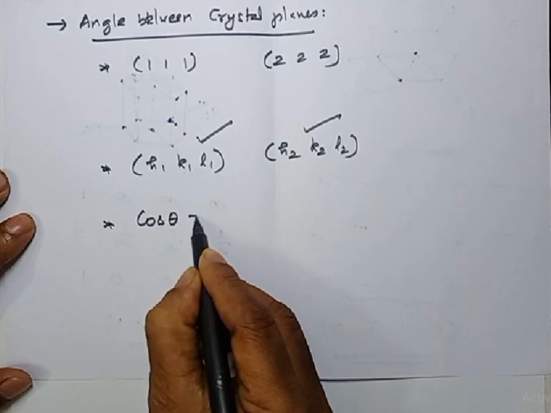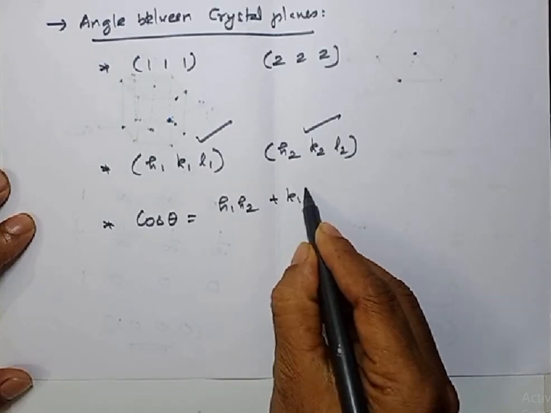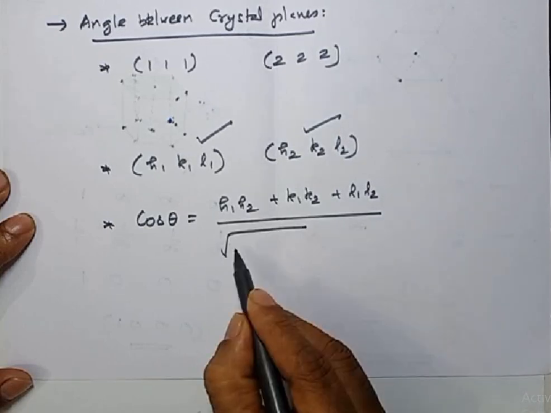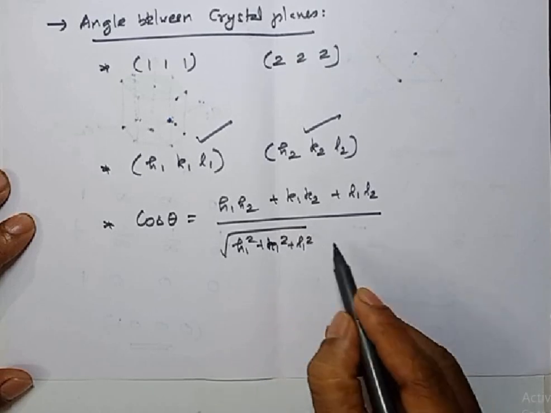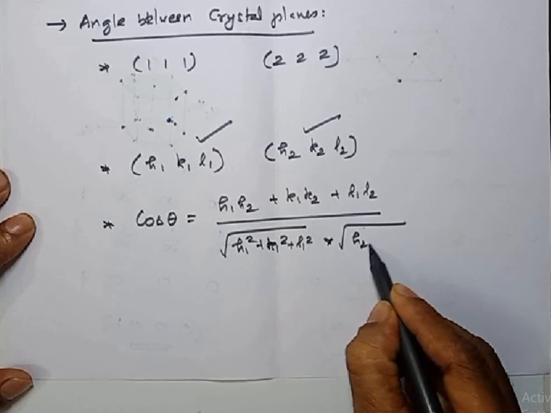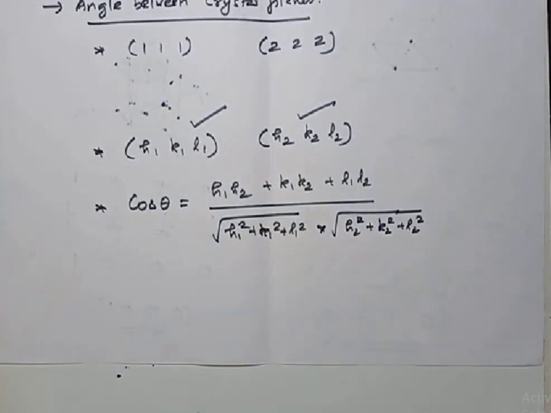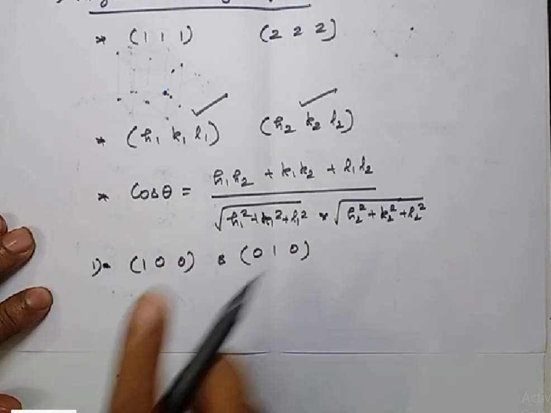This is the formula. Remember, cos theta equal to H1 into H2 plus K1 into K2 plus L1 into L2 divided by square root of H1 square plus K1 square plus L1 square into square root of H2 square plus K2 square plus L2 square. Take note. This is the formula we use to find the angle between two crystal planes. If their Miller indices are available, we can find out.